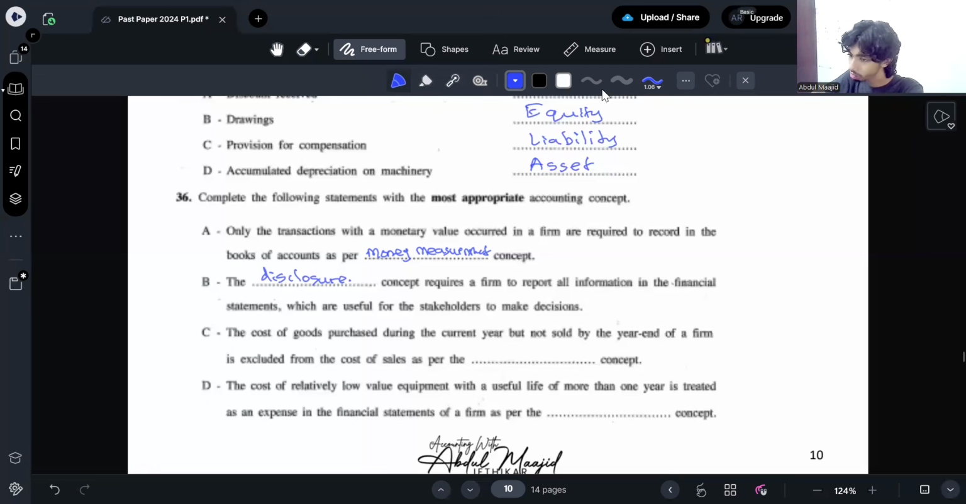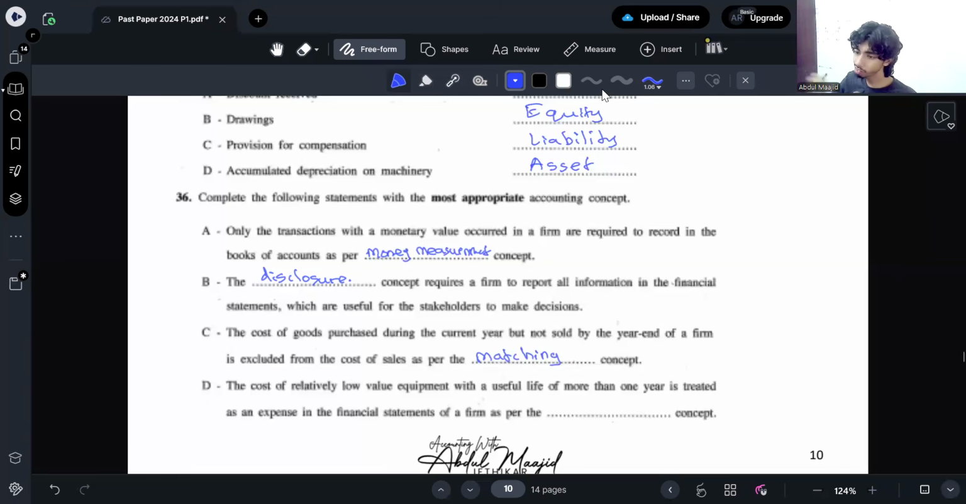C. The cost of goods purchased during the current year but not yet sold are excluded from cost of sale. We deduct the closing stock under the cost of sale because of the matching concept, right? Because we didn't sell it, you can't recognize that as an expense. Therefore, you remove that. That is the matching concept.